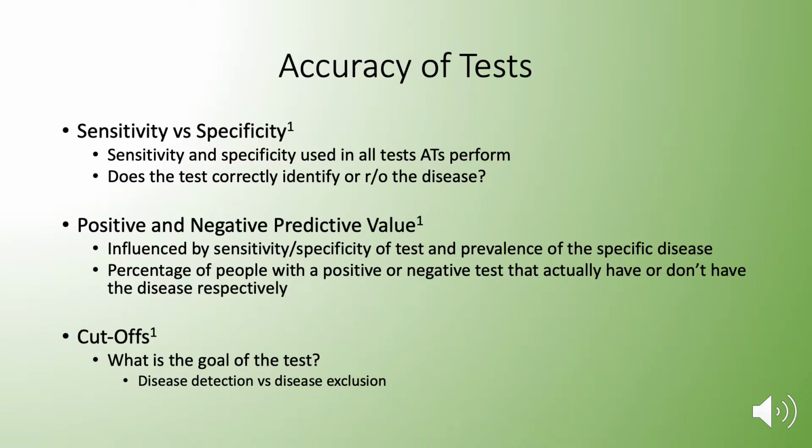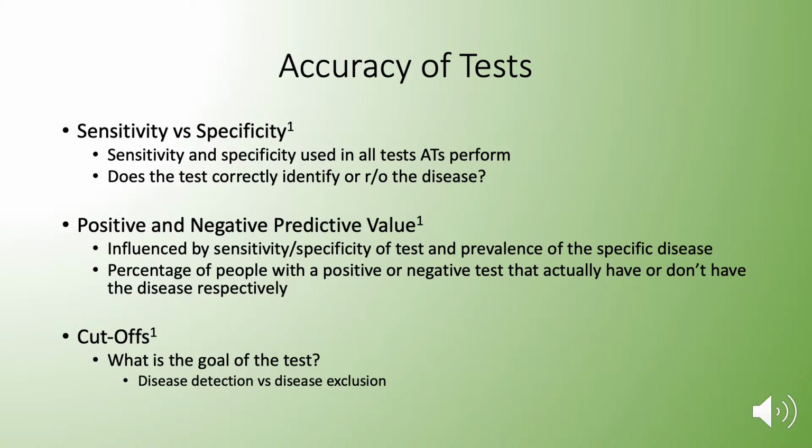When we're looking at how accurate a given test is, just like any other special test in athletic training, we're looking at sensitivity versus specificity. So does a positive test correctly identify the disease, or does a negative test correctly rule out the disease? We also look at positive and negative predictive value, which is influenced by both the sensitivity and specificity of the test, as well as the prevalence of the disease. So we're looking at the percentage of the people with a positive test that actually have it, or those with a negative test that don't have the disease.